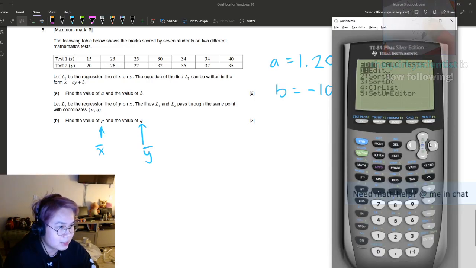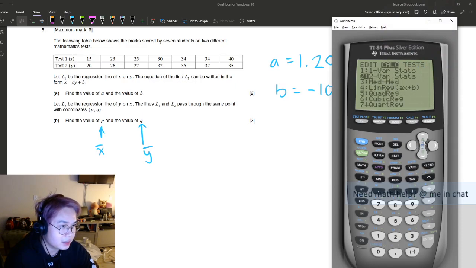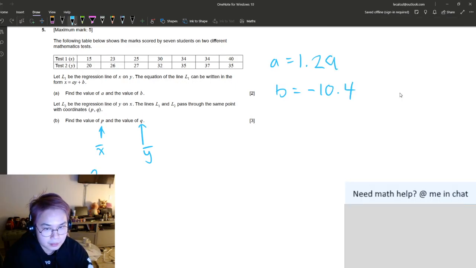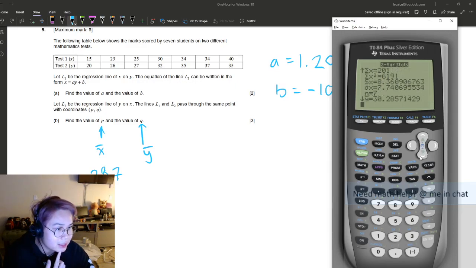So we can go back to stat, we can calculate, and then I think we're allowed to use 2 variable stats. So list 1, and then let's not confuse ourselves. X, I'm going to put with list 1. Calculate. Okay, so here's P, right? The average of my x's, 28.7. And then the average of my y, which is further below, 30.1.